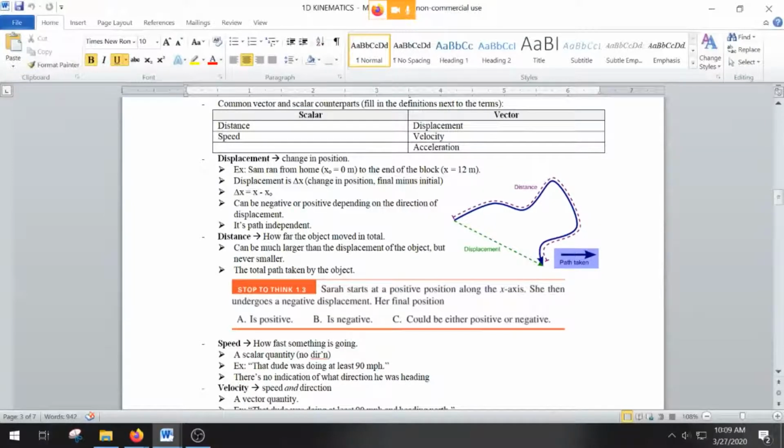So here's a good question here. Sarah starts at a positive position along the x-axis. She then undergoes a negative displacement. What's her final position? Well, we don't know, right? It could be either positive, it could be negative, depending on where did she start in the positive position and how great was her negative displacement, right?